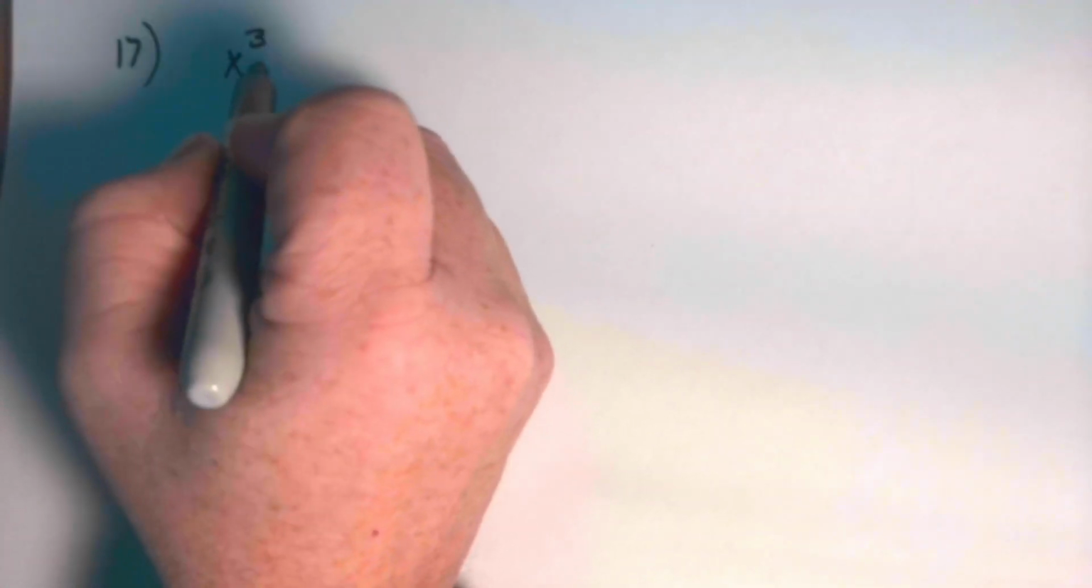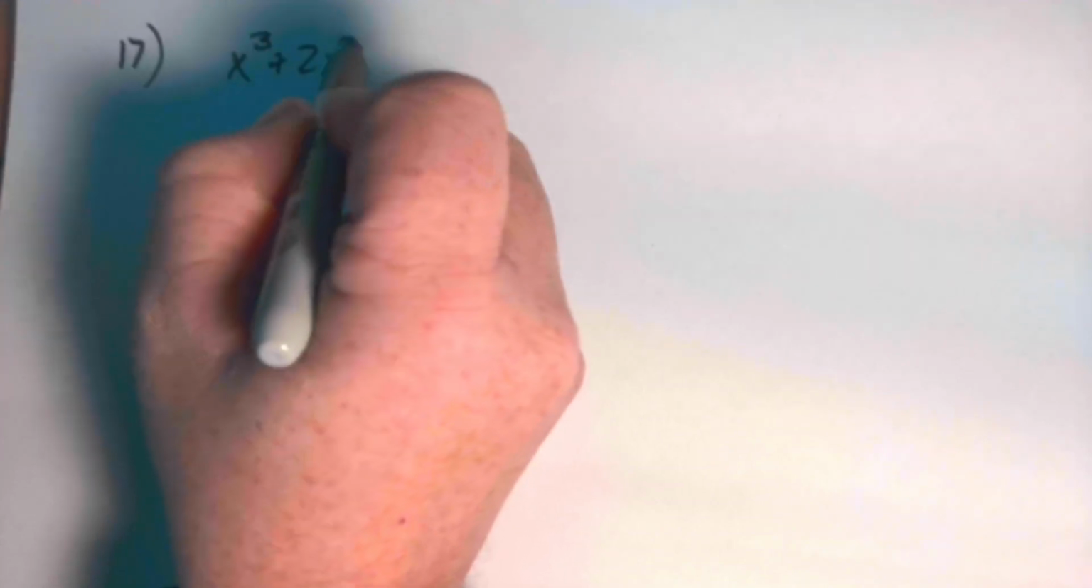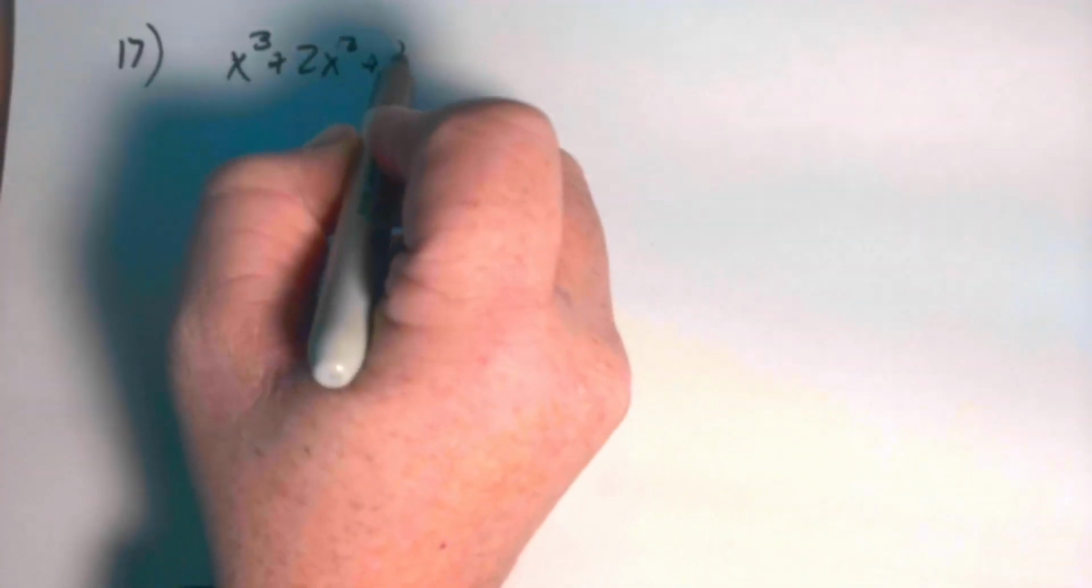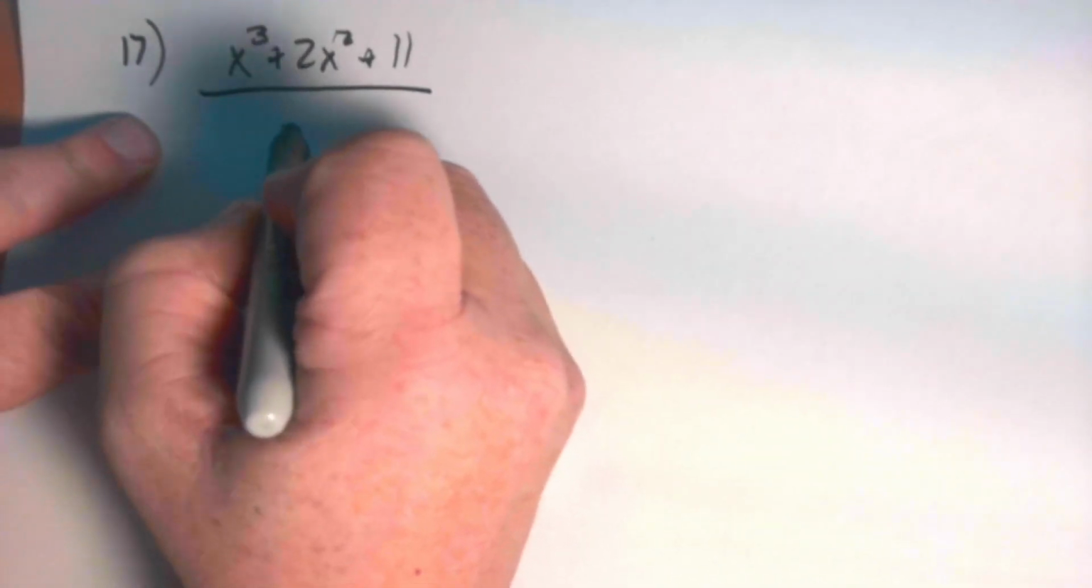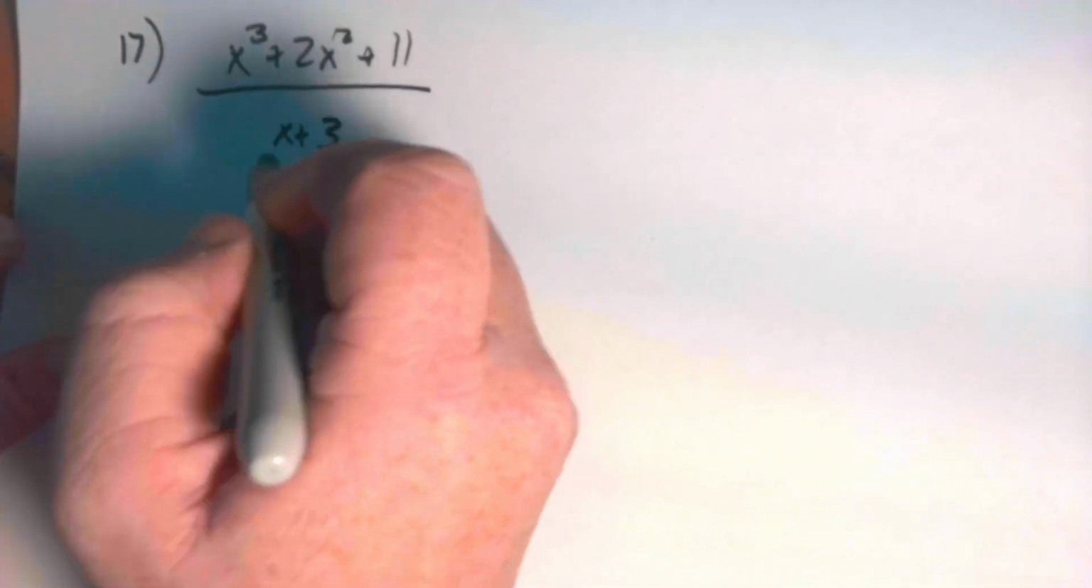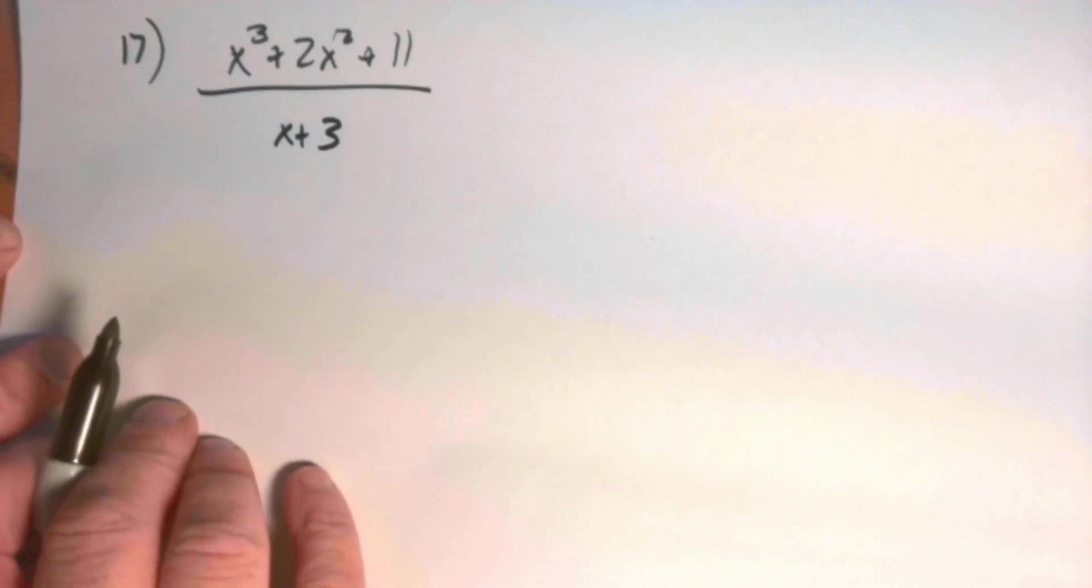So this is problem number 17 on the Unit 5 practice test. They give you a polynomial, x cubed plus 2x squared plus 11 over x plus 3, and they ask you to find the quotient and the remainder using long division.